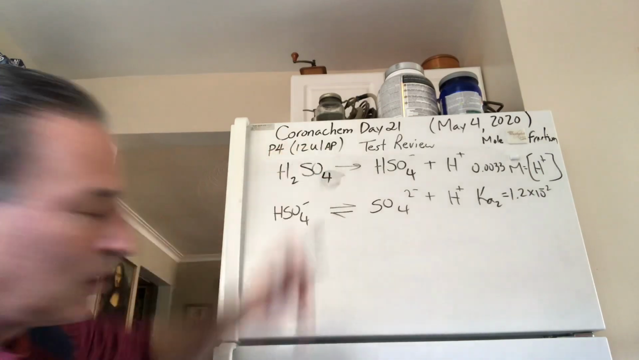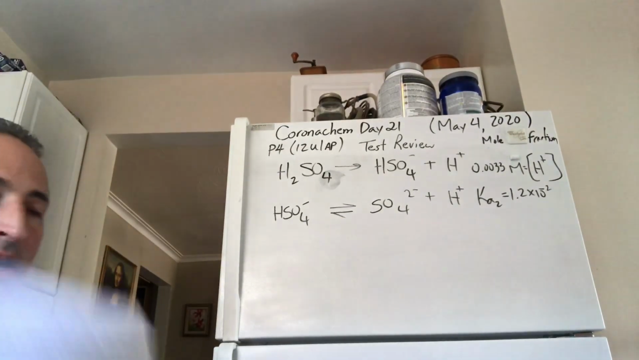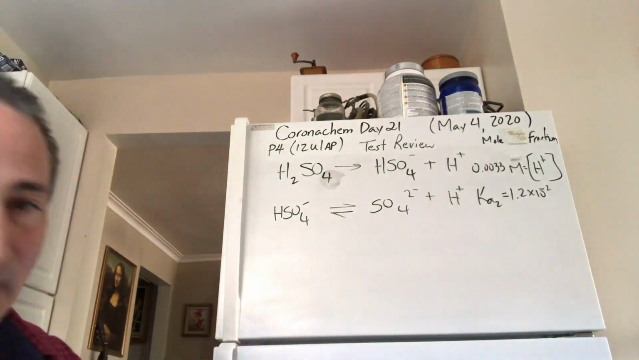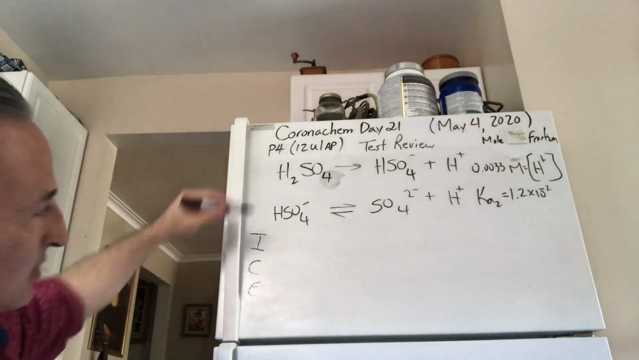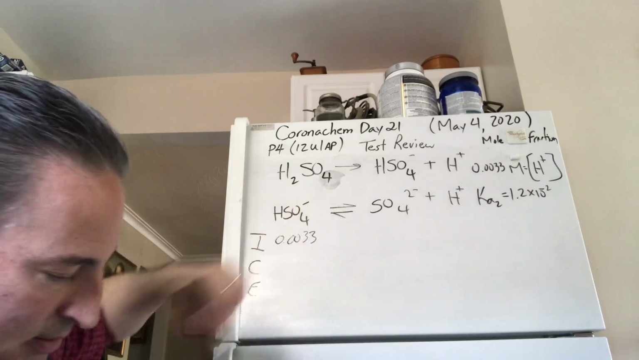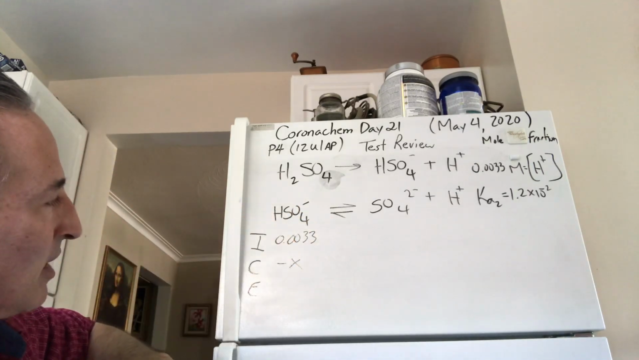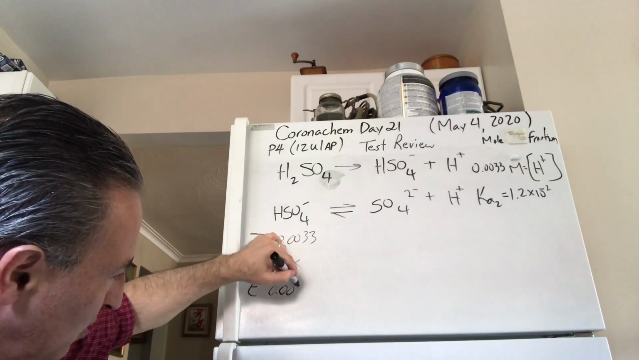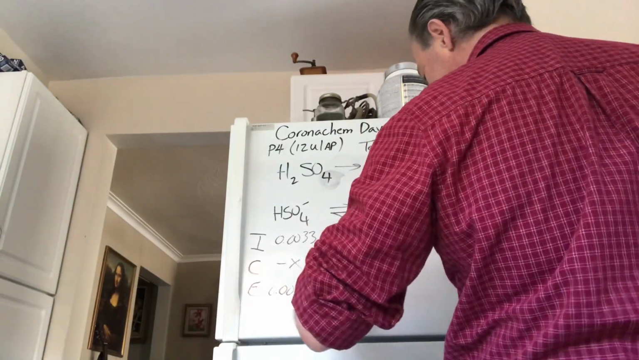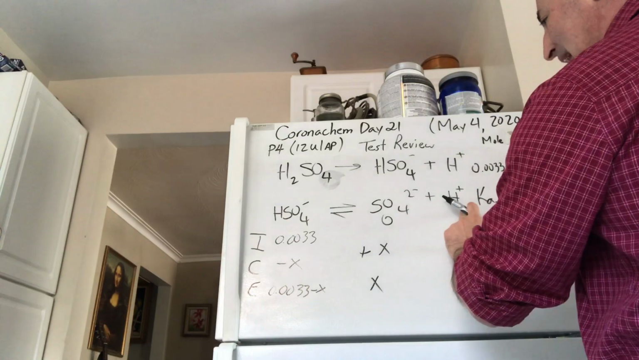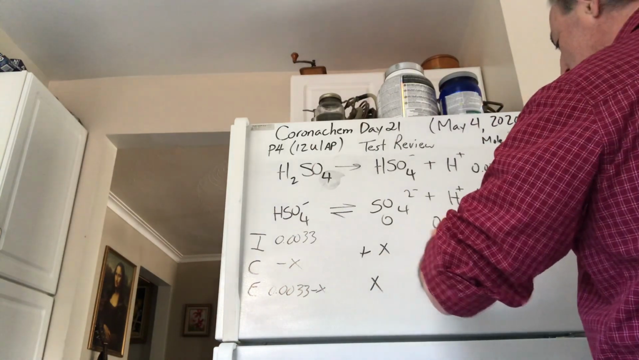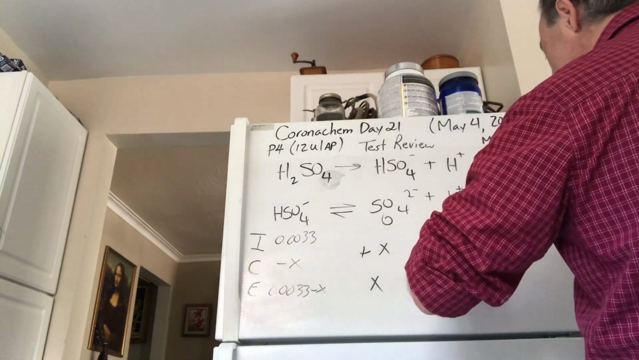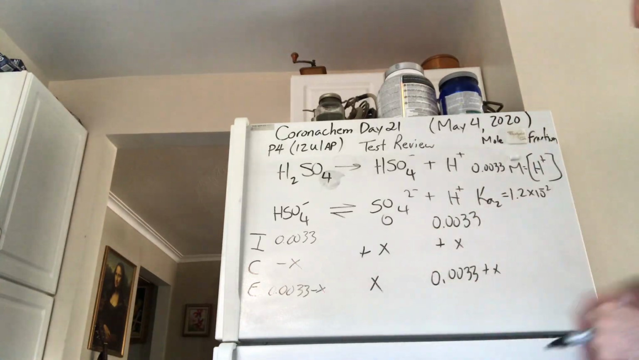So what do you do? You set up an ICE table. Not a nice table, but an ICE table. You can also set up a nice table if you want, if you're nice. So it starts off at 0.0033, and a certain amount of it dissociates, and at equilibrium it will be 0.0033 minus x. This starts off at 0, and x amount of it dissociates, and at equilibrium you have x. This starts off at 0.0033, and then an additional amount comes into solution, so at equilibrium it's going to be 0.0033 plus x. So notice this one is minus x, that one's plus x, kind of cool.